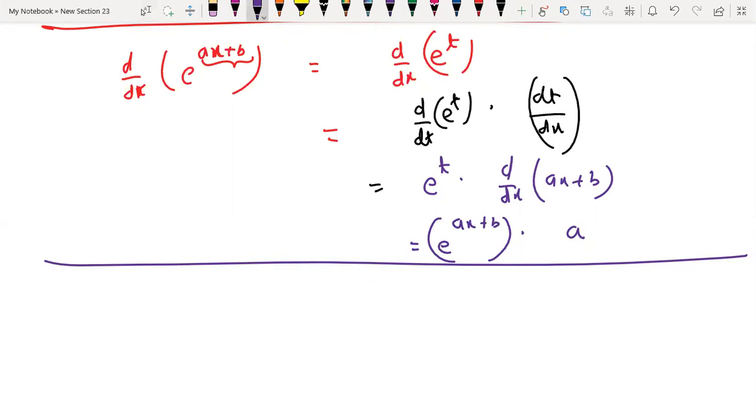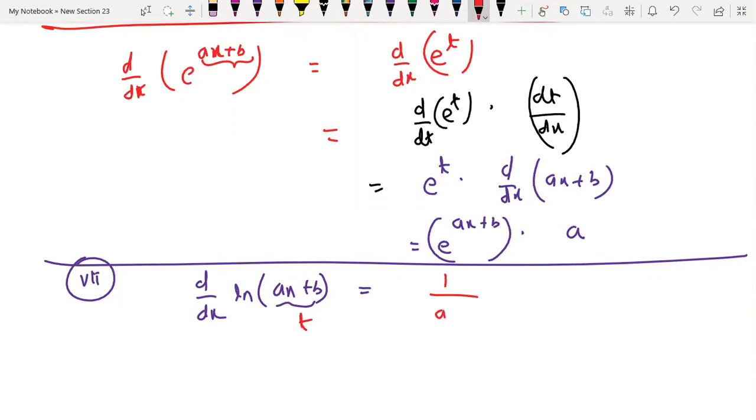Mr. Arnav Daryani, d by dx of ln ax plus b. Sir, a upon ax plus b. Ax plus b will be taken as t. Ln t is 1 upon t, so that becomes 1 upon ax plus b. When you differentiate this again, this becomes a, right? A upon ax plus b.